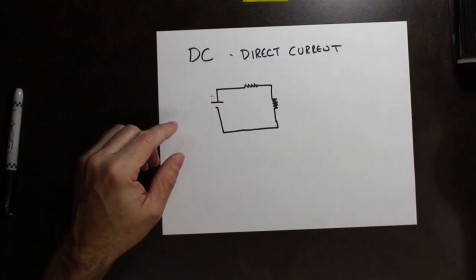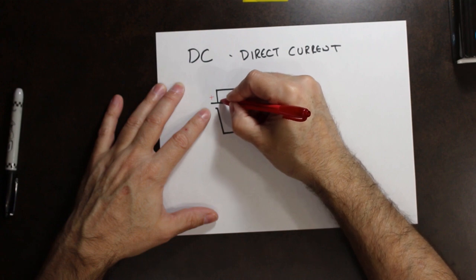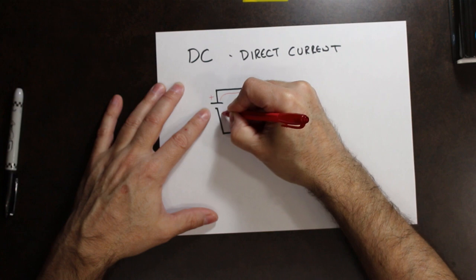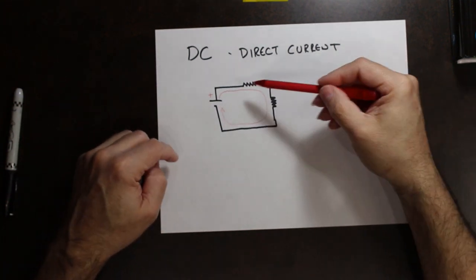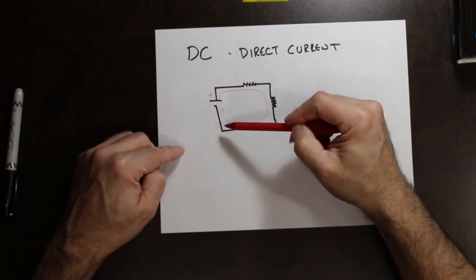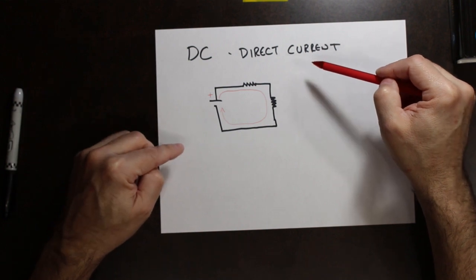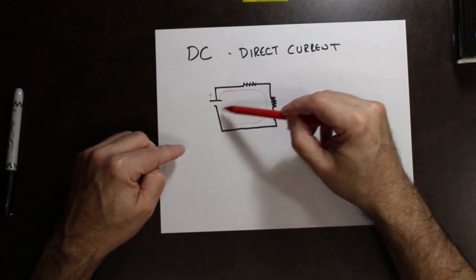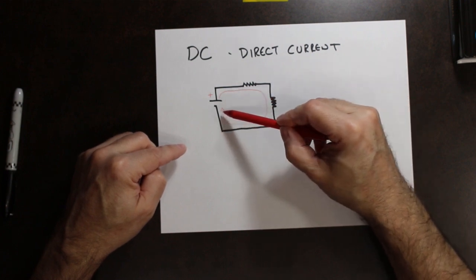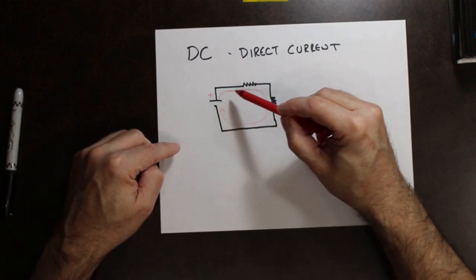So we know that conventional current flow says that current will flow from the positive side to the negative side. So it flows through the circuit in this direction, so from positive to negative. So direct current, or DC, means that the voltage causes current to flow from the positive side to the negative side. That current will not change direction, it will always flow this way.